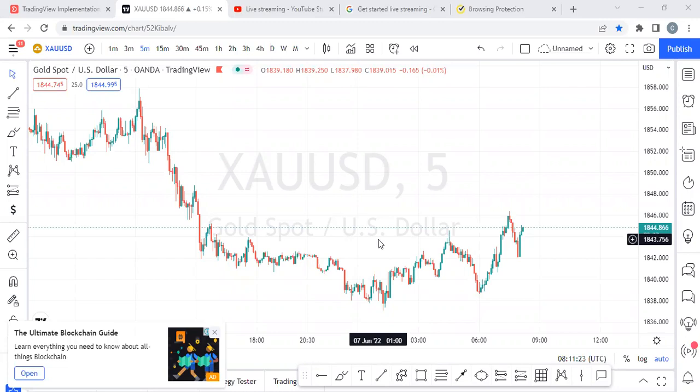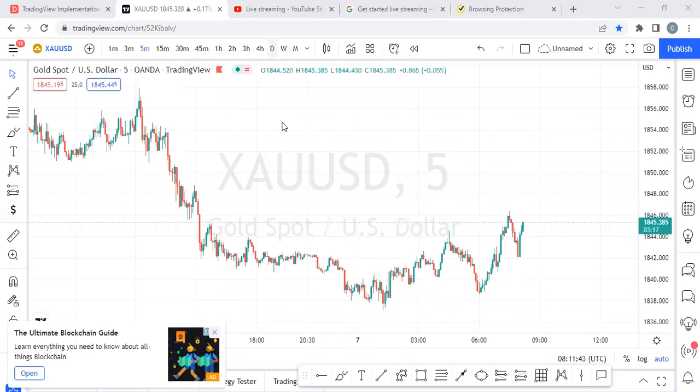This is our weekly analysis. I was less busy today, so I just thought we could look at some potential trade ideas for the week. This is Tuesday, the 7th of June 2022. Let us start with currency pairs and then we'll go to synthetic indices.